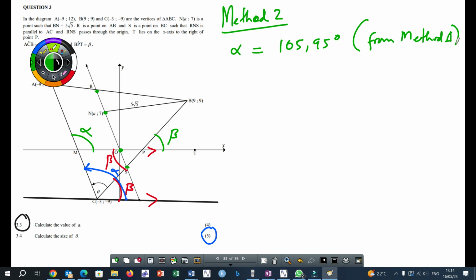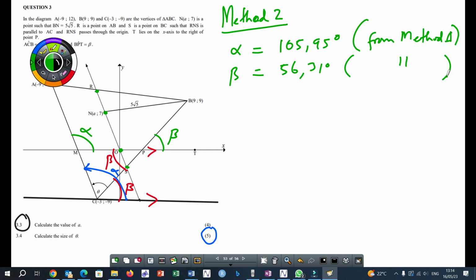If you were writing an exam, you have to calculate alpha properly. Then beta, we got that as 56.31. Again, this is from method 1. If you're in an exam, you calculate the gradient of BC, then you get the value of beta. Fortunately, I found them, so I don't want to redo it because I'll be doing the same thing always. It's a waste of time, of my lifetime, by the way. Right, so let's carry on.